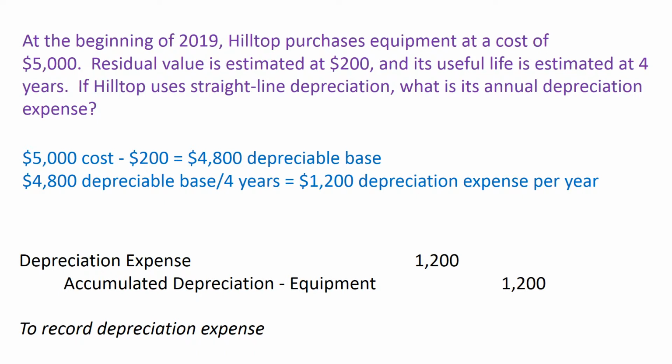$5,000 cost minus $200 equals $4,800 depreciable base. $4,800 depreciable base divided by 4 years equals $1,200 depreciation expense per year. The adjusting journal entry at year end is recorded as follows. Debit depreciation expense $1,200, credit accumulated depreciation, equipment, $1,200 to record depreciation expense.